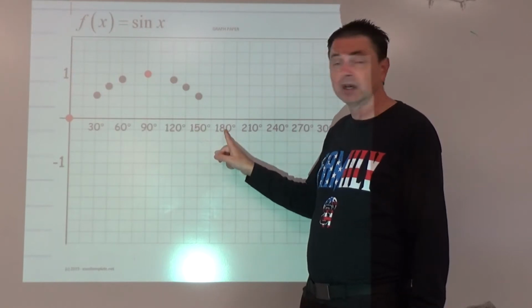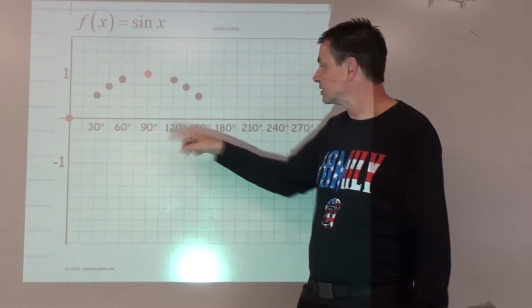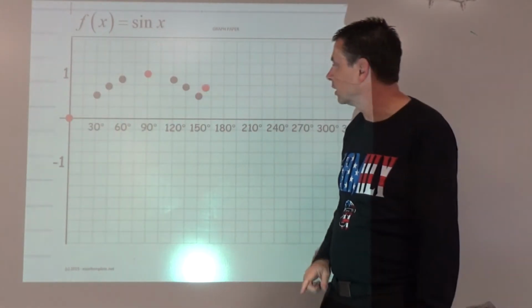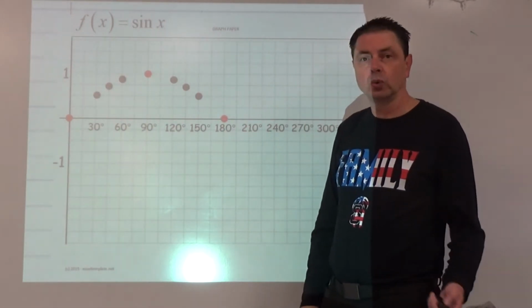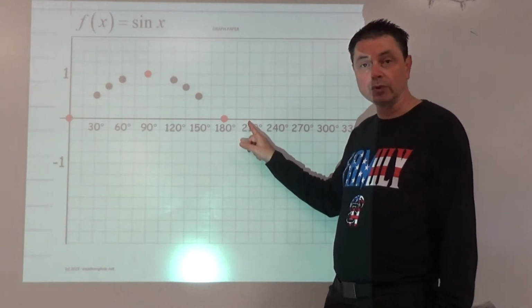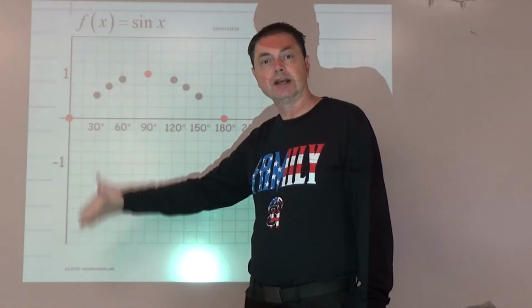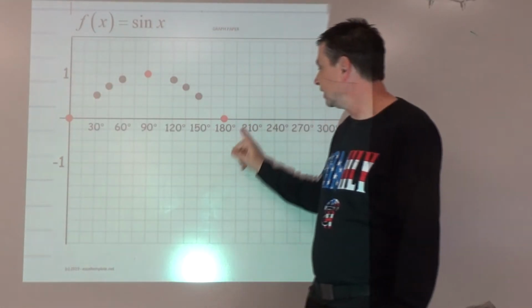And then we jump to 180 degrees, our next key angle. The sine of 180 degrees is straight left. The y-coordinate is 0, so we are at 0. We continue. Quadrant number 3. Well, in quadrant number 3, we're going left and down, so our y-coordinates are going to be negative.